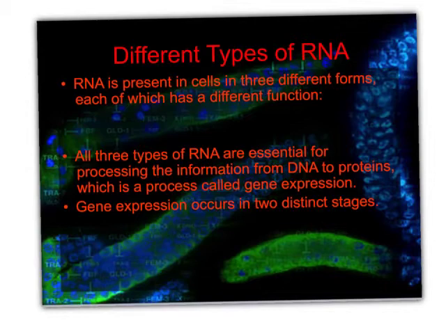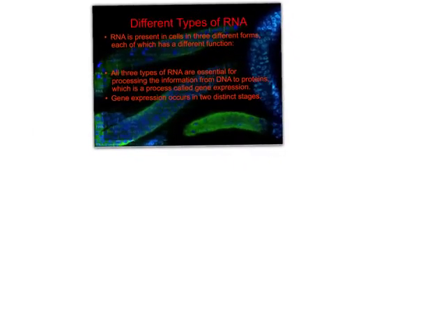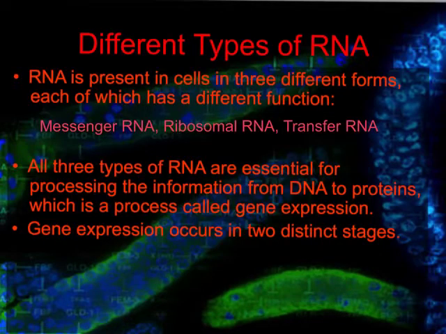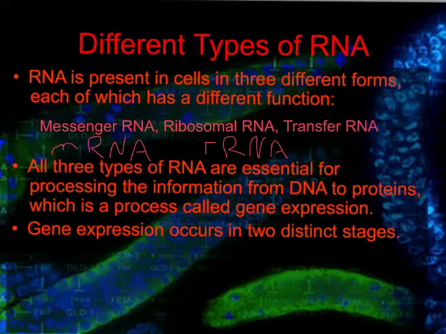But we're going to focus on 3 major types, okay? The 3 major types are the following. The first one, called messenger RNA, which is most commonly called mRNA. That's the easiest way to remember it, messenger RNA. Then we have rRNA, which is ribosomal, and then tRNA. Okay, and they can be abbreviated, all three types.